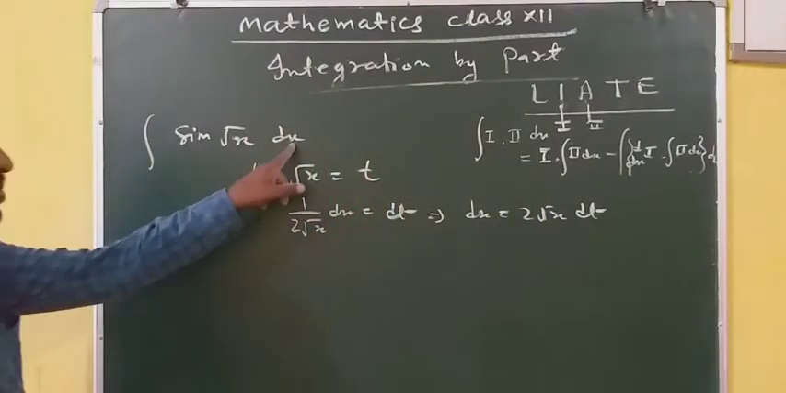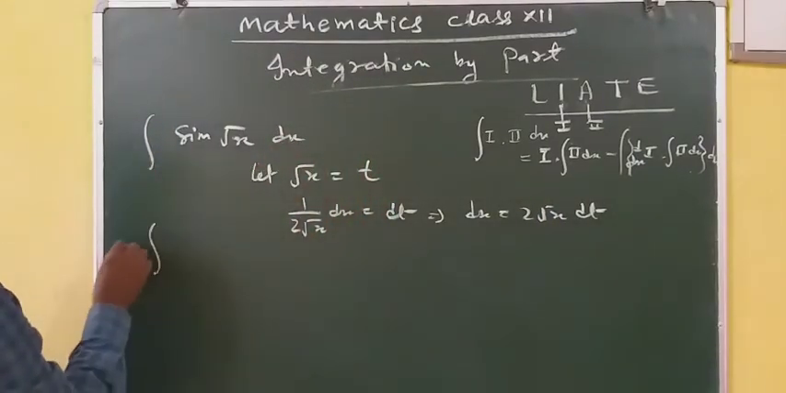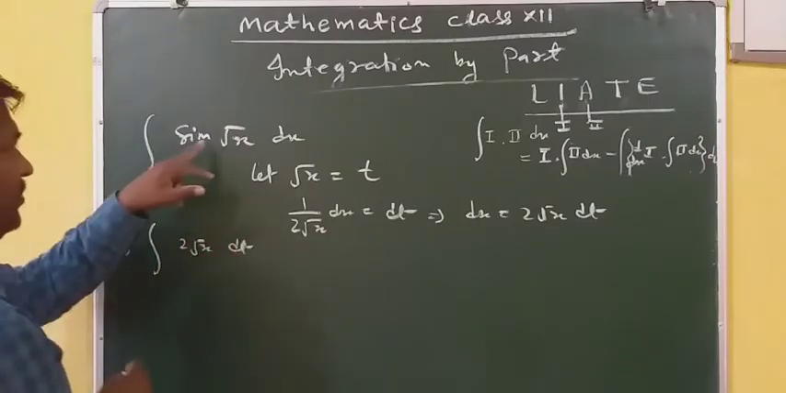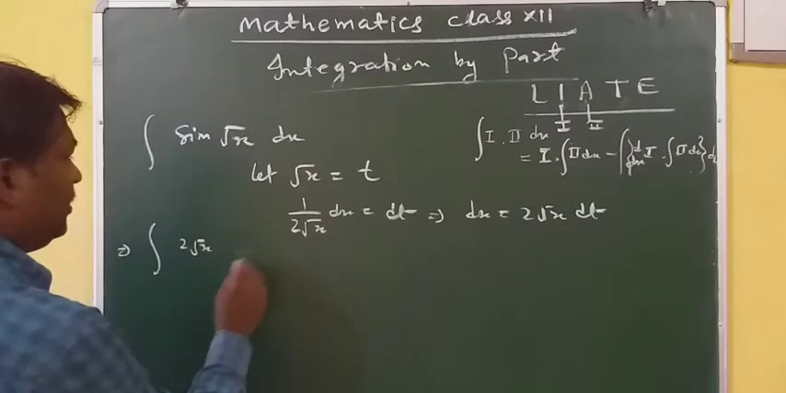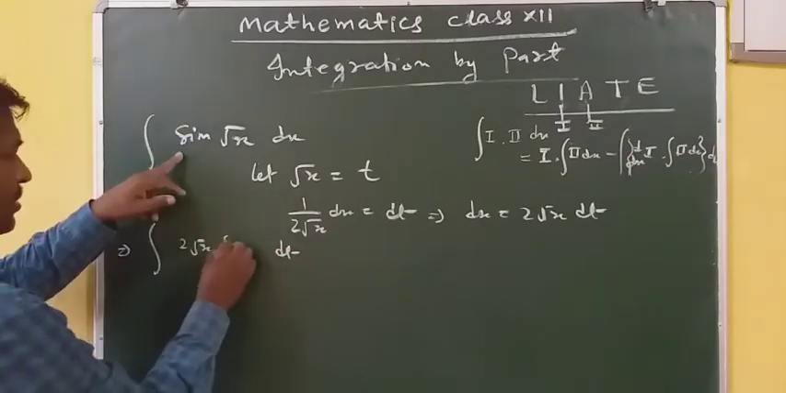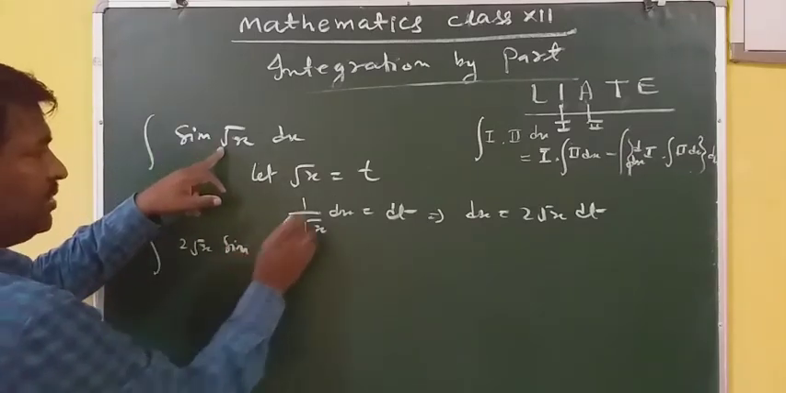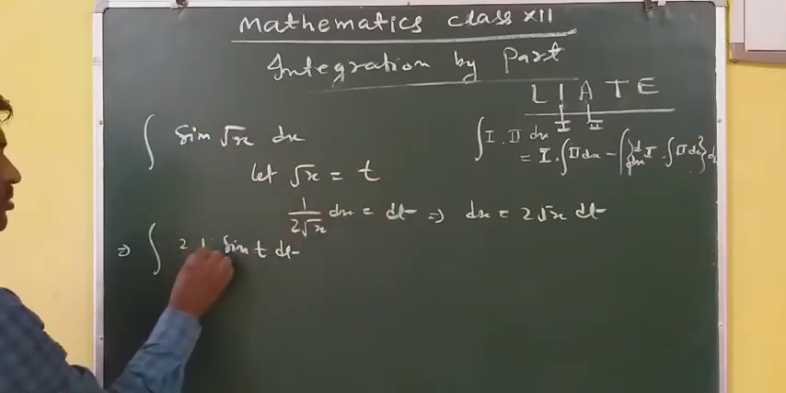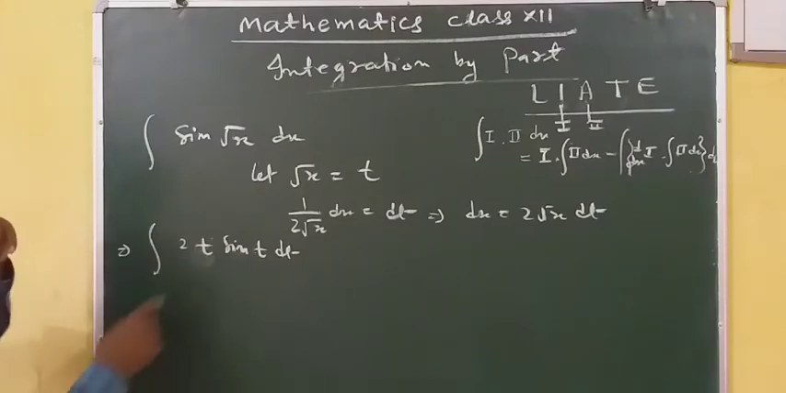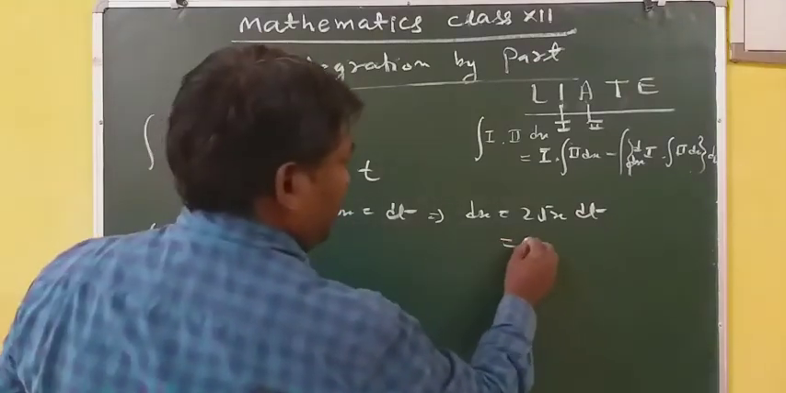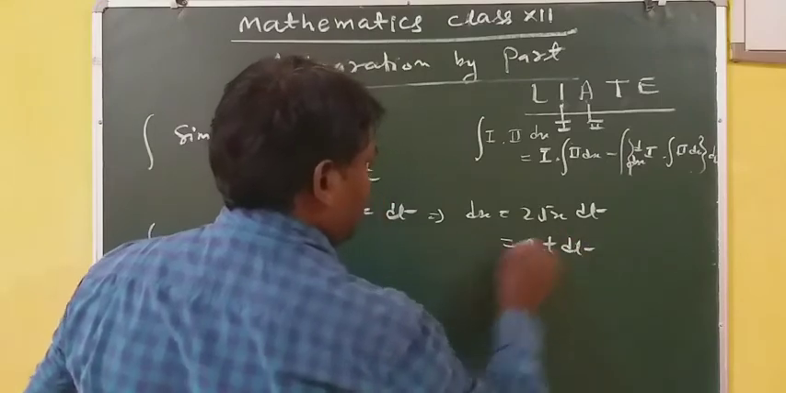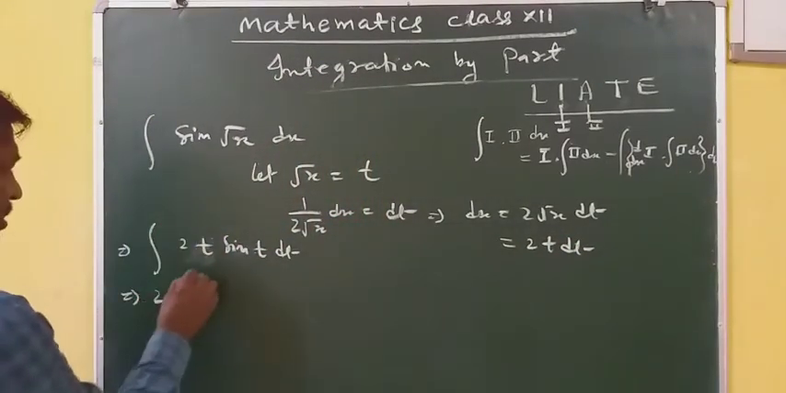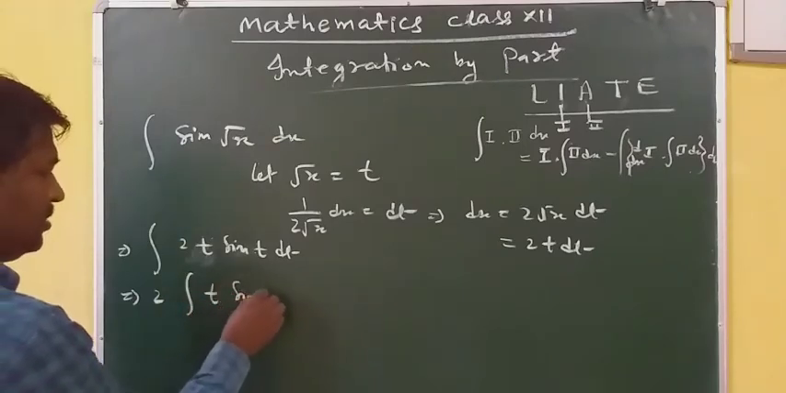It means at the place of dx, what can you write? 2 under root x dt. And thereafter sine, here applies in this dt, sine under root x. Under root x you have taken t. So at the place of this root x also you have to put t. So 2t dt. Now 2 you can take out and thereafter sin t.